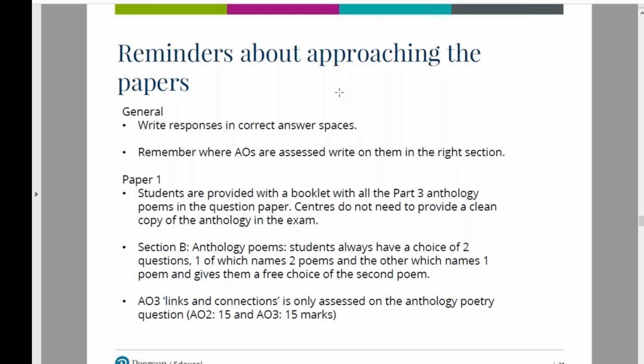Okay, so as with the language, make sure that students write their responses in the correct answer spaces, and remember where assessment objectives are assessed and write on them in the right section. So I did show my presentation to the principal examiner for literature, and she specifically asked me to include those points because she said that it is quite common for students to write about context where it's not assessed, for example.